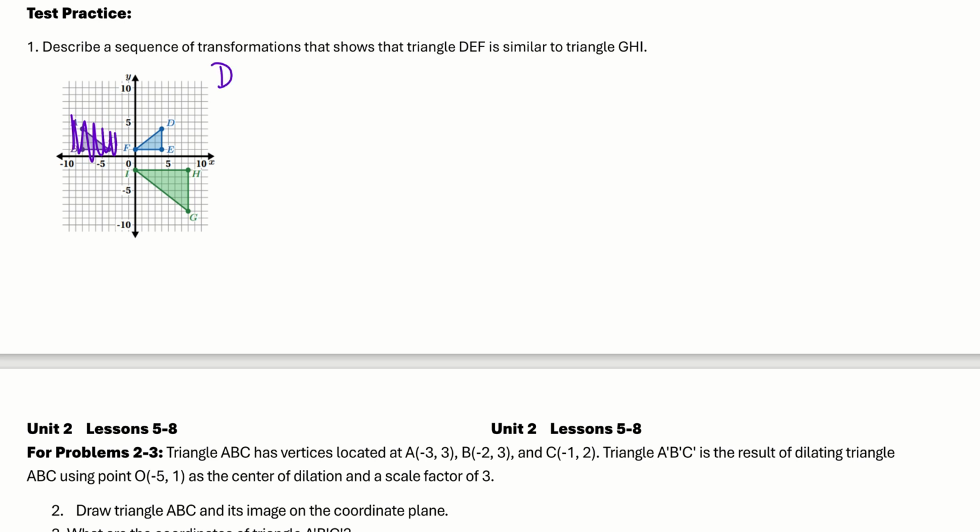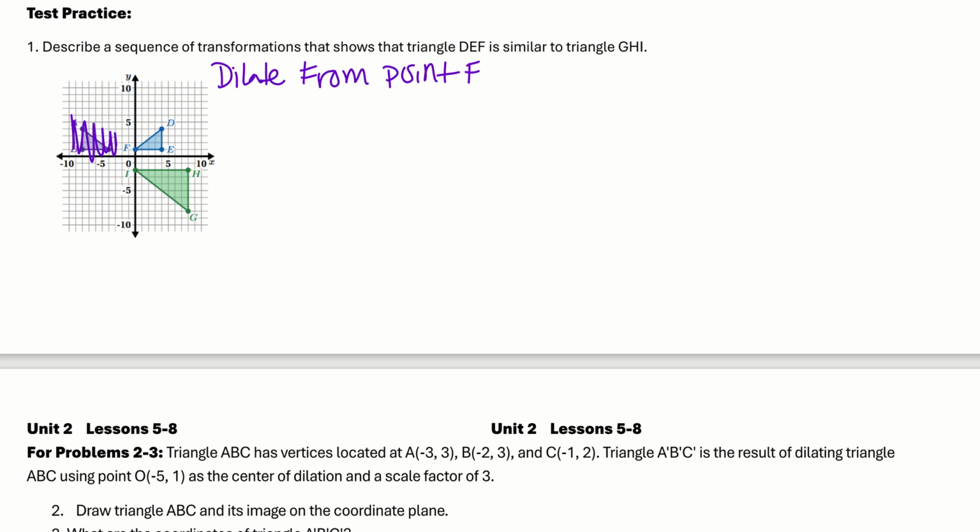So I'm going to say dilate from point F. And I'm actually going to do that because the least amount of points I can move, honestly, the better. Okay, you can choose any point. You could have chosen the origin. You could have chose E. You could have chose D. I just wanted to choose F because then I only have to move D and E.